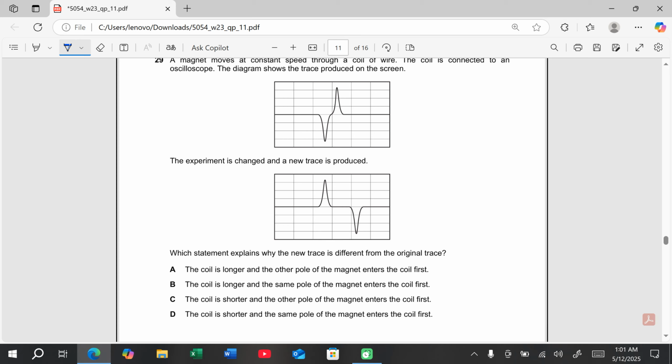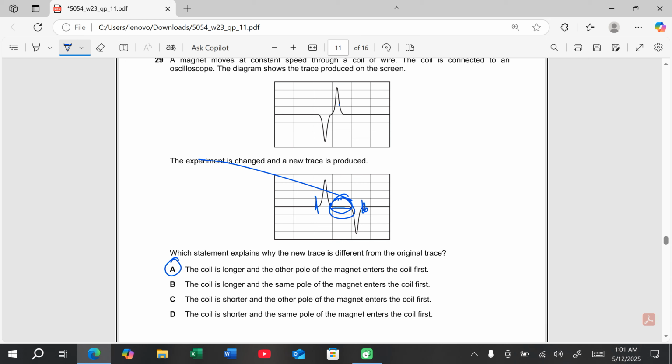Yes, that can be the reason, because see there is a difference in the trace. This trace becomes longer now, and also the peak changes. It was a down peak first and an up peak afterward, and it's doing the opposite. So A can be the answer, but let's see the others.